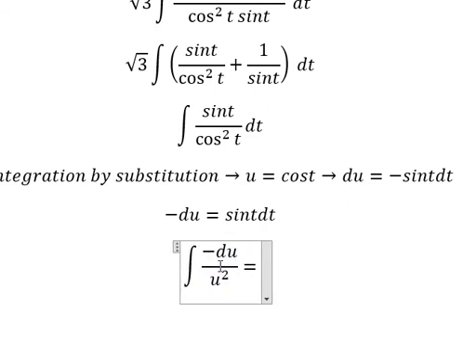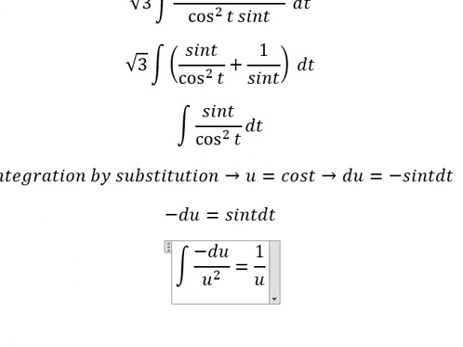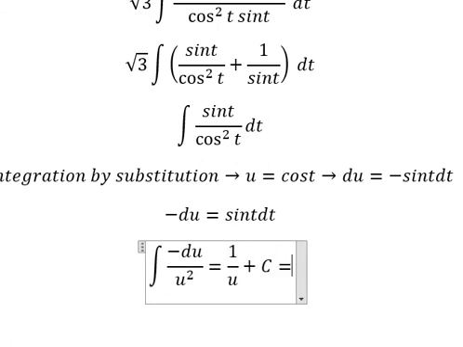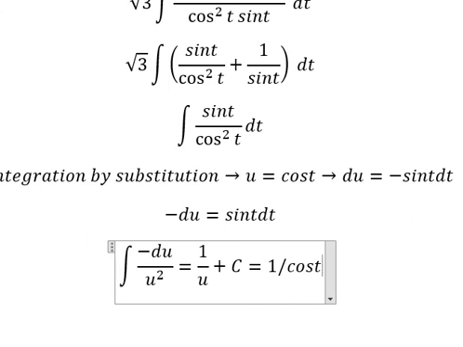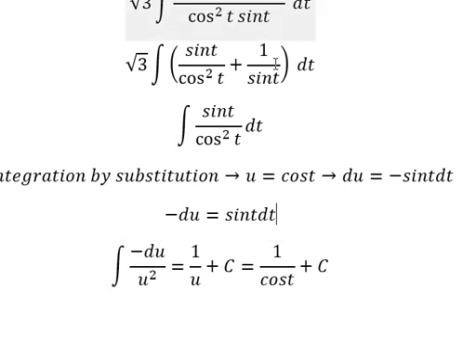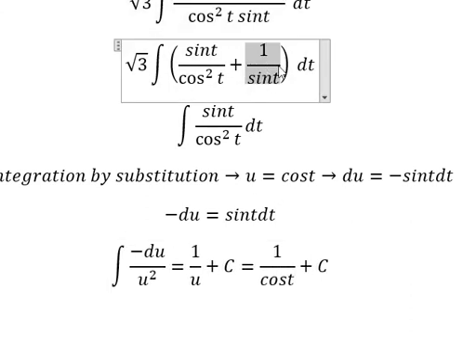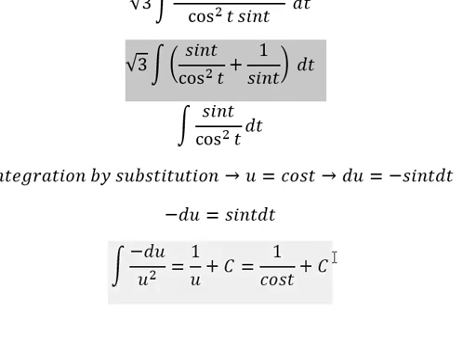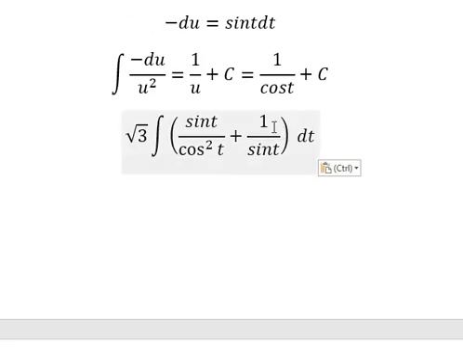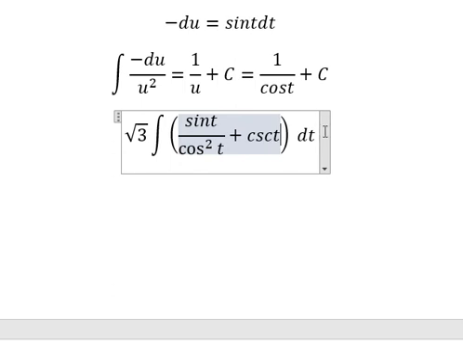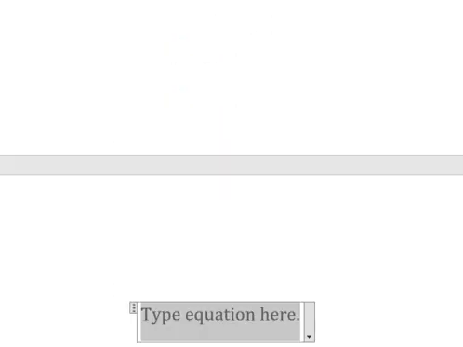The integral of this one is 1 over u plus c. About u, that's cosine t. And the second one, we already know that. So this one is cosecant of t. And now we get the final answer.